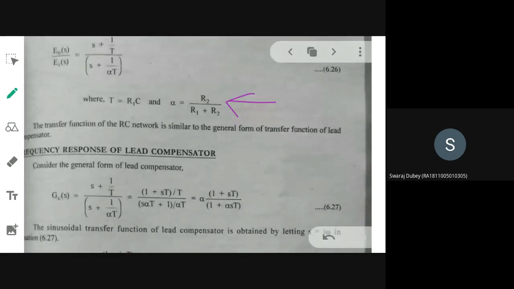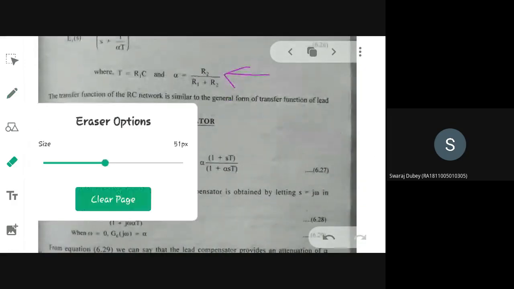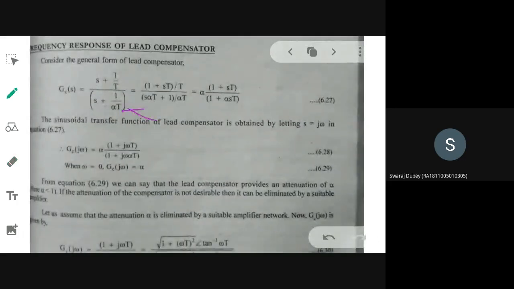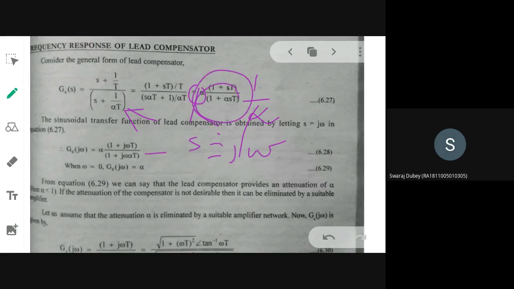Next, how to draw the frequency response, what will be the nature, how it gives the phase lead in the output side with respect to the input, that you have to discuss. So for that you need to write down the magnitude expression and phase angle expression with the help of the general representation. Alpha is representing your attenuation. If you don't want that attenuation, you add up 1 by alpha, you cancel out the terms. Then you have to substitute s is equal to j omega in this equation.